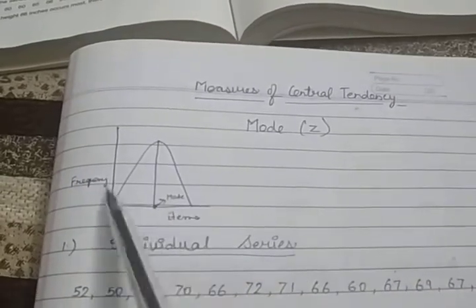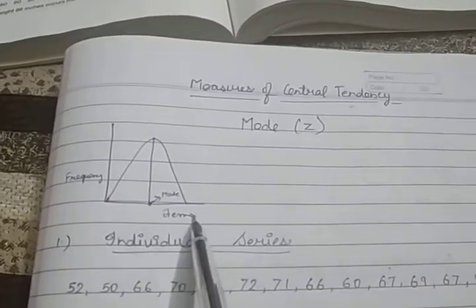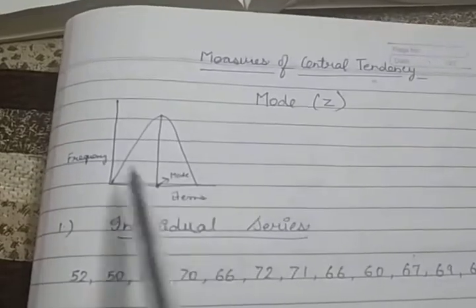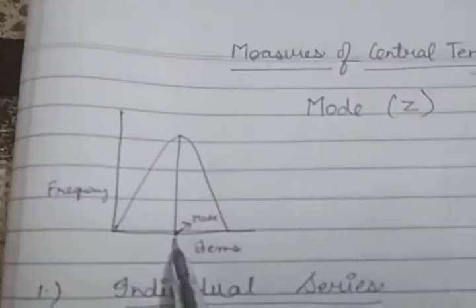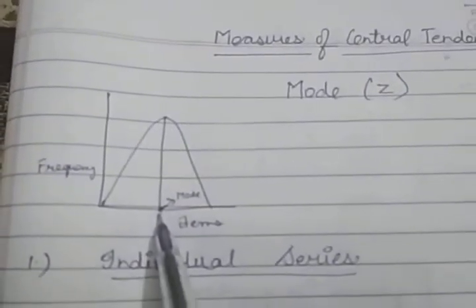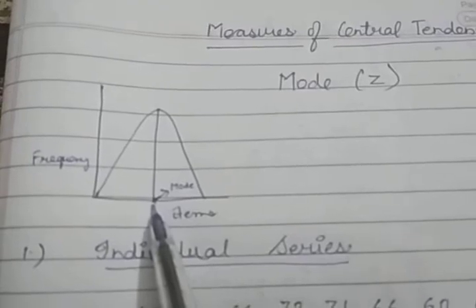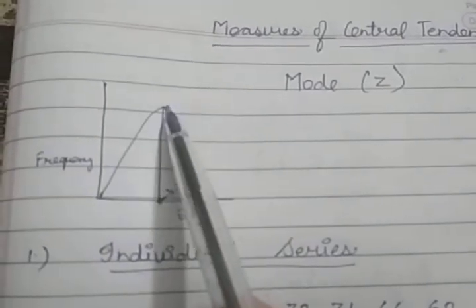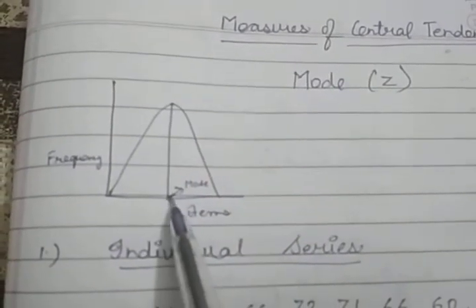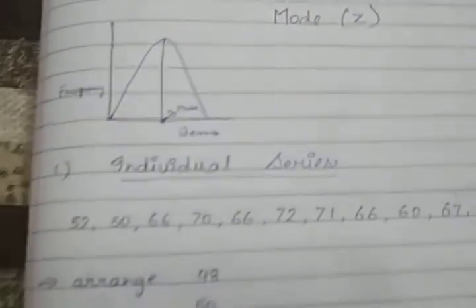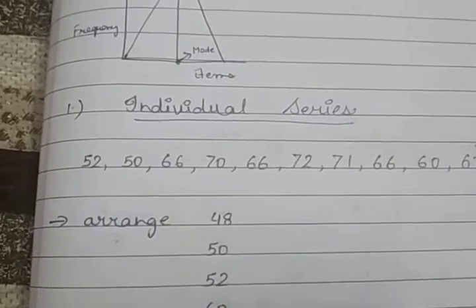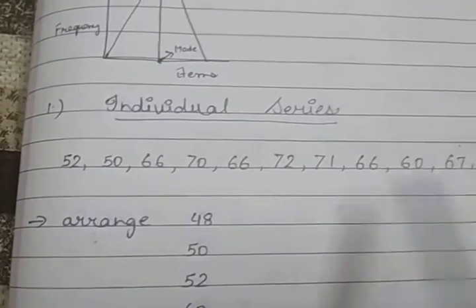That means in this given diagram, x-axis denotes the value of the variable and y-axis denotes the frequency. So mode, this is mode. Mode is the value on the x-axis which corresponds to the maximum frequency on the y-axis. Okay, so that means the most existing number is mode. Now the value of the mode can be calculated by the following series.